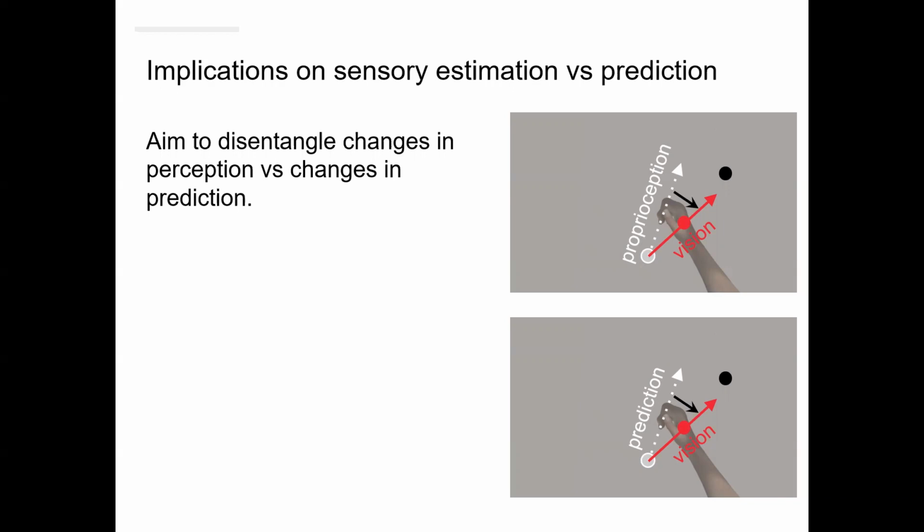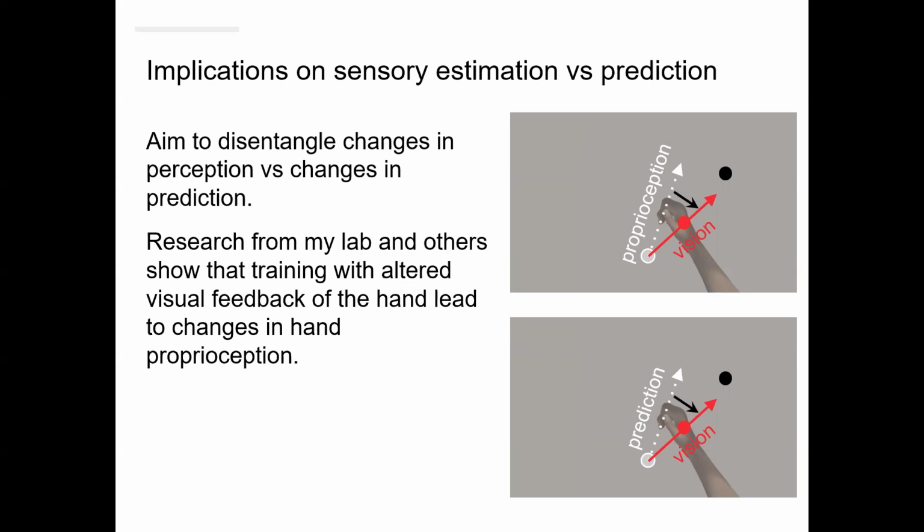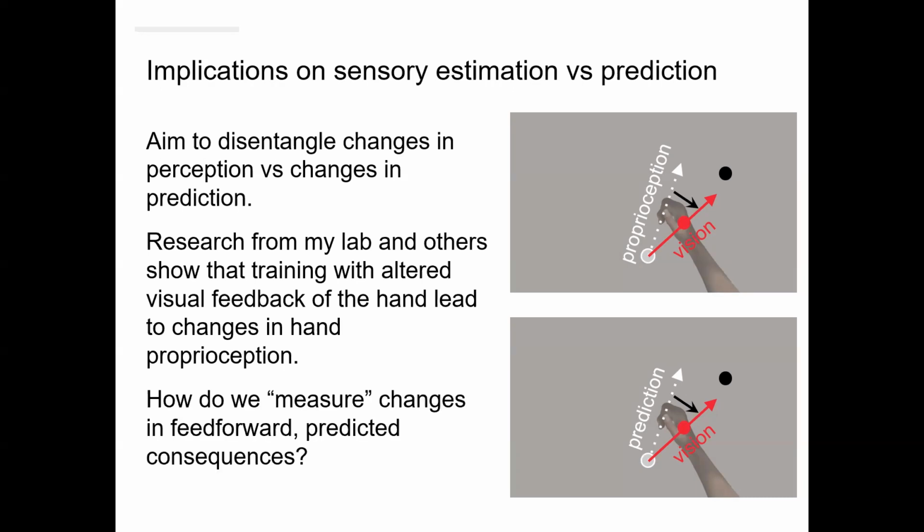But before I show how we do that, let me just give you also some background information. Research from my lab and others has shown that training with altered visual feedback of the hand leads to robust, consistent changes in hand proprioception. But what we're interested in today in this talk is how to measure changes that must also be occurring for these feed-forward predicted consequences.